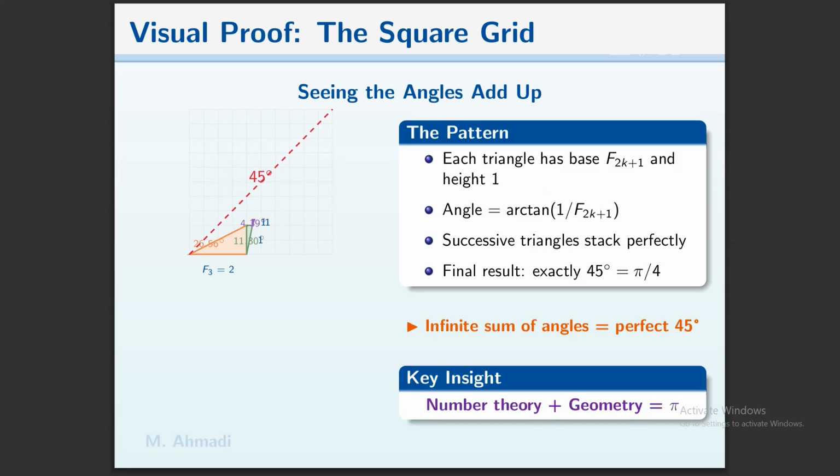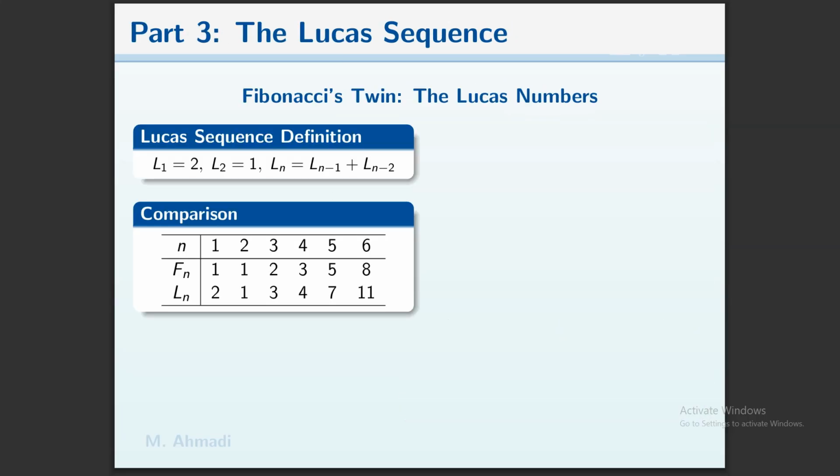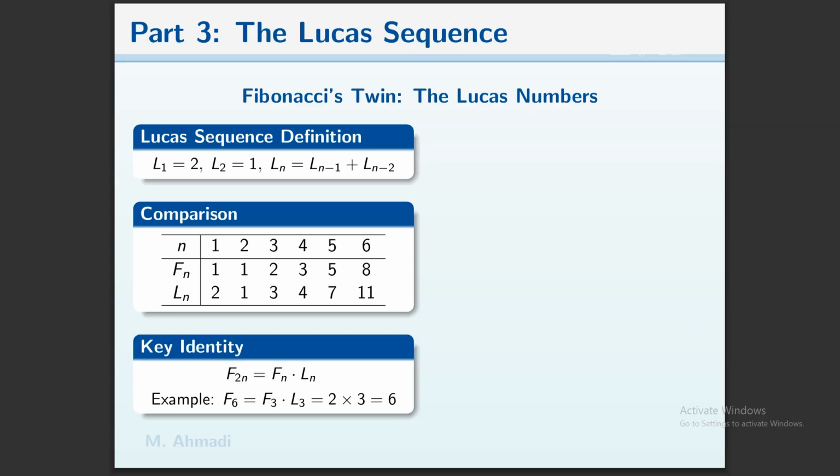It is a coincidence that the number 2 plus geometry equals pi. Now, alongside the Fibonacci sequence there is a companion sequence called the Lucas sequence, with Lucas numbers. The Lucas sequence definition has some differences from the Fibonacci sequence in its initial values. In the Lucas sequence, L1 is equal to 2, L2 is equal to 1, and L_n equals L_(n-1) plus L_(n-2).